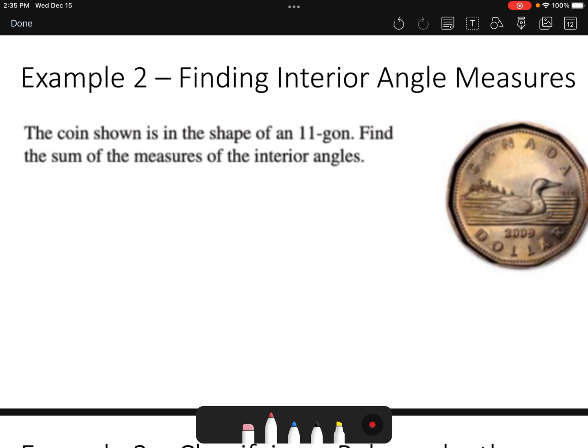Find the sum of the measures of the interior angles. Well, again, 11 is an undecagon. I don't know why they don't just say that, but they don't, and that's no big deal. So all we're going to do is plug it in the formula. So it's going to be 11 minus 2. Make sure you subtract 2 before you go into using the formula. So 11 minus 2 times 180 is 9 times 180, and that is 1620 degrees.